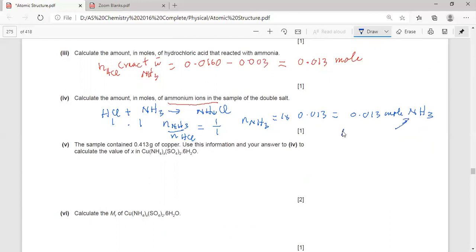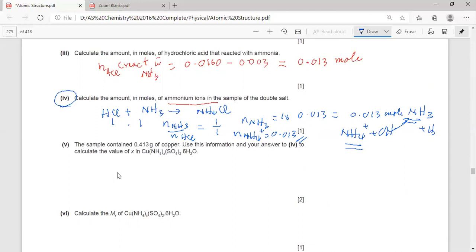Which of course came from the ammonium salt. Remember, ammonium salt plus OH minus gives ammonia plus water. So 1 mole is 1 mole, so of course the number of moles of ammonium ion is the same, 0.013. Now let's go to the sample containing 0.413 grams of copper. Using this information and your answer to this part, calculate the value of X.